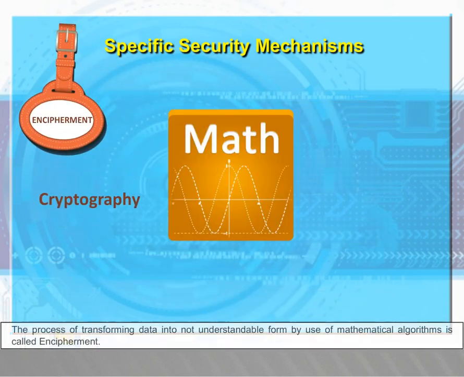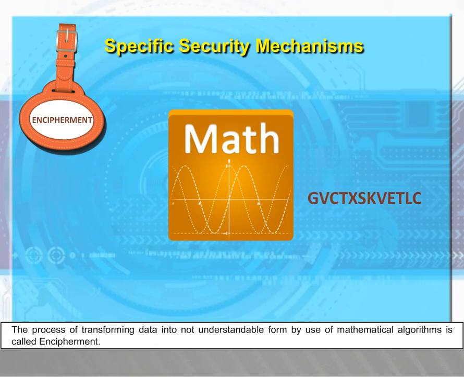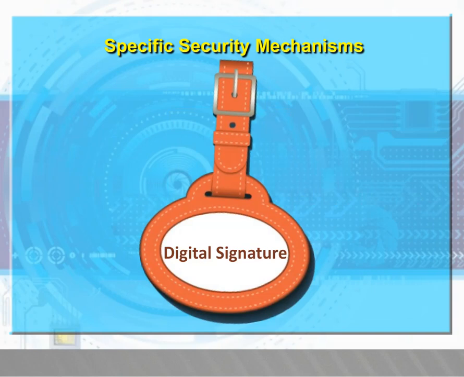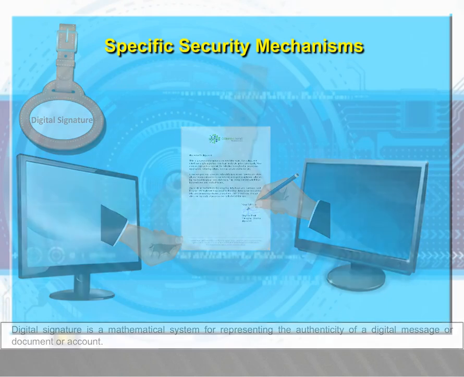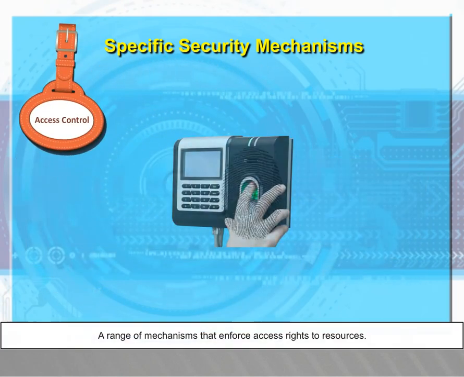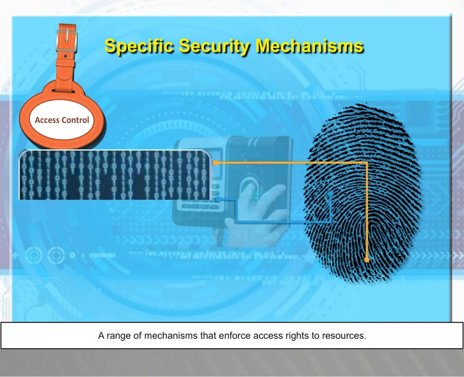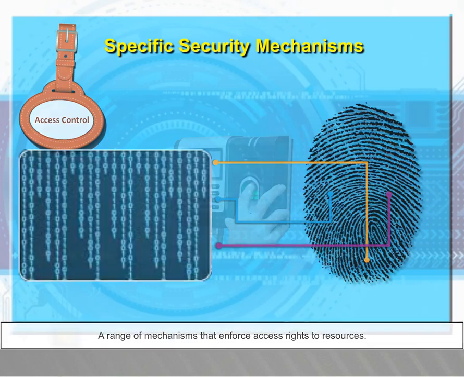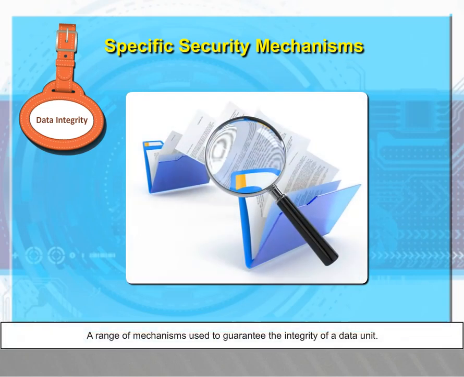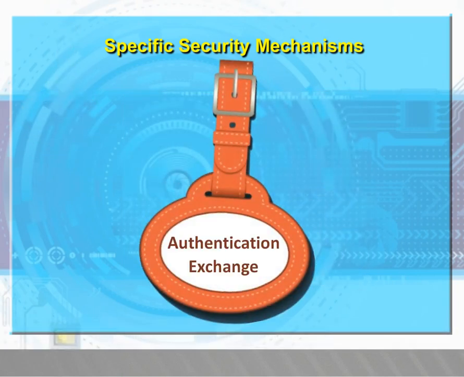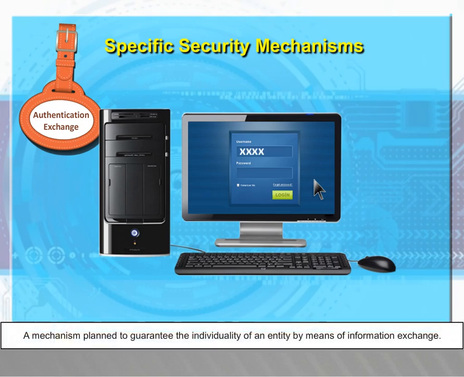Encipherment. The process of transforming data into non-understandable form by use of mathematical algorithms is called encipherment. Digital signature. Digital signature is a mathematical system for representing the authenticity of a digital message or document or account. Access control. A range of mechanisms that enforce access rights to resources. Data integrity. A range of mechanisms used to guarantee the integrity of a data unit. Authentication exchange. A mechanism planned to guarantee the individuality of an entity by means of information exchange.